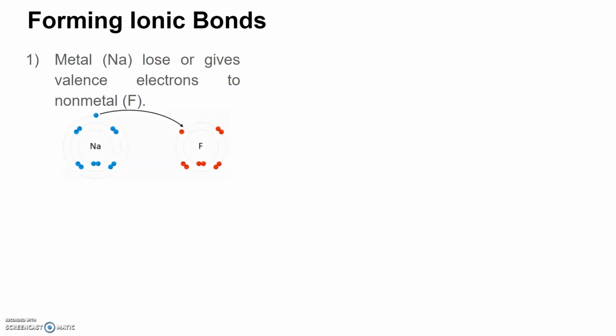All right, so now let's go into how ionic bonds are formed. This is going to be super helpful later when we learn about Lewis dot structures. The first step is that the metal in the ionic compound loses or gives its valence electron away to a nonmetal. So we have sodium, Na, which is a metal, and it's going to give its outer, or valence, electron to fluorine, the nonmetal.